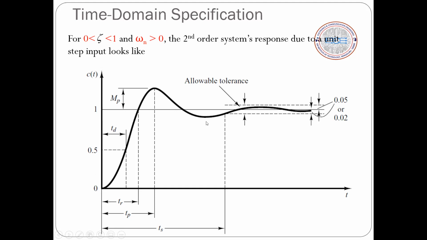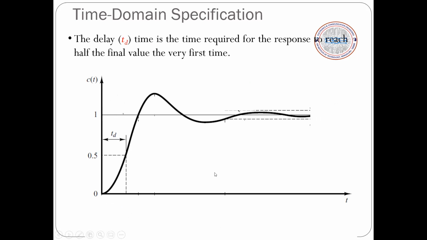Now we define a few parameters here. You can see tr, tp, ts, td, Mp, and settling time with allowable tolerance. We will see all these things one by one. To start with, the delay time. What is the delay time? Delay time is the time required for the response to reach 50% of its final value.